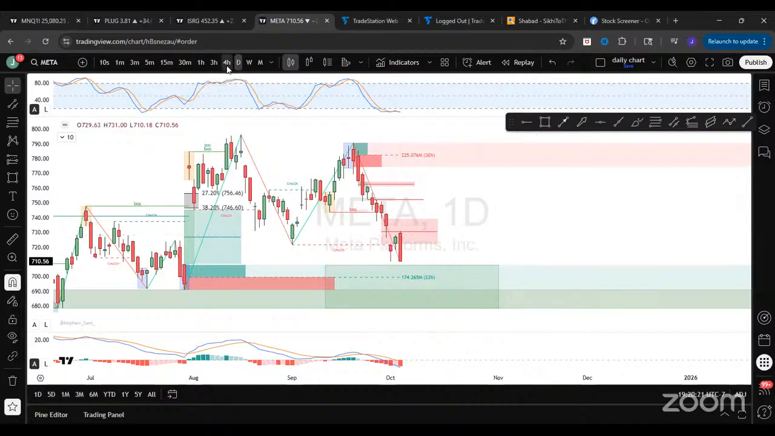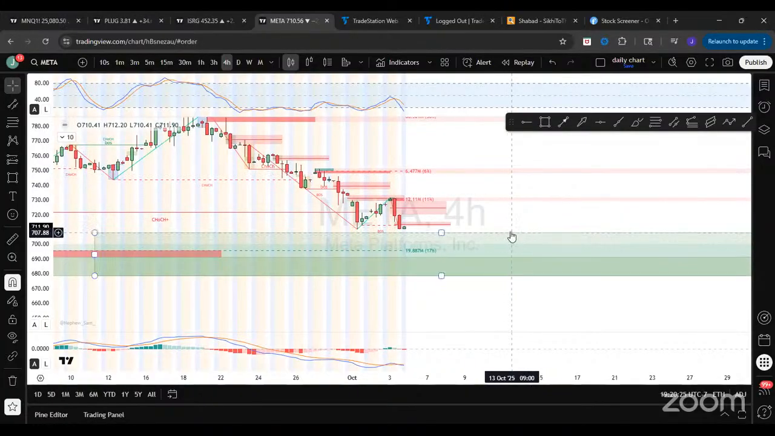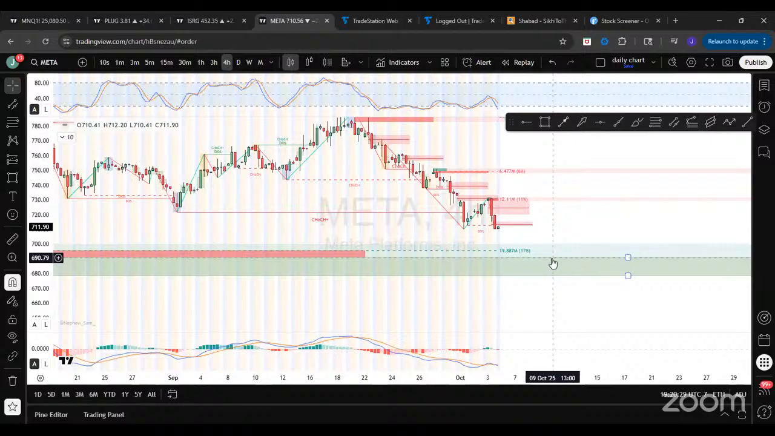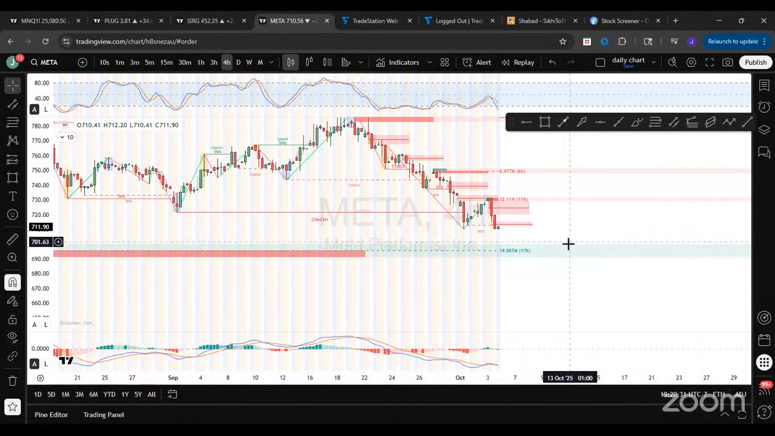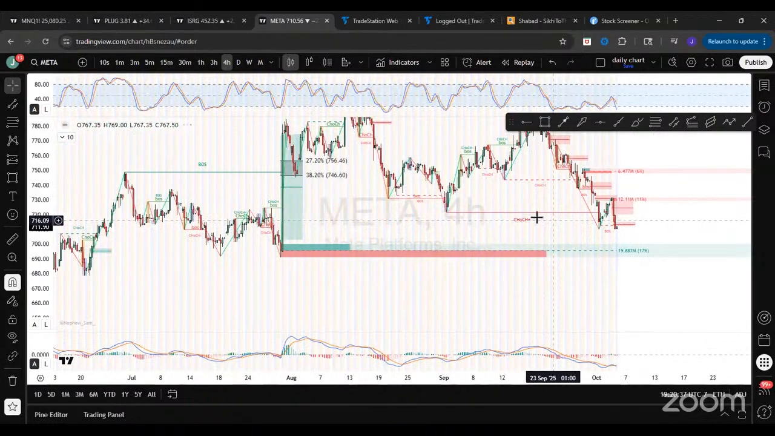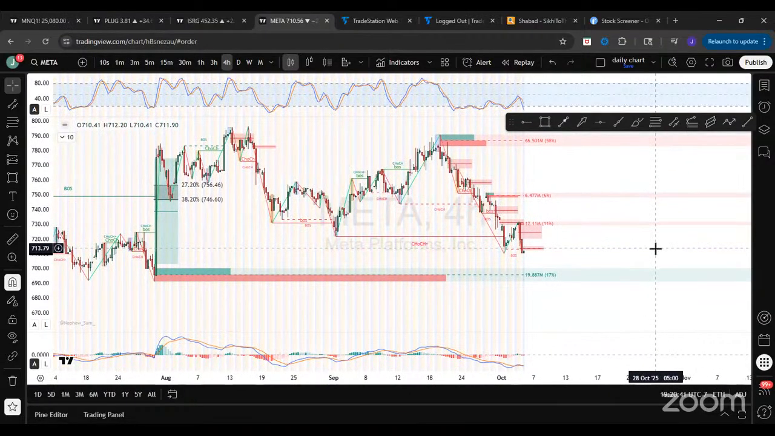Where are we looking in 4 hours? Yeah, same thing. There's the order block right there. Yeah, 700, 692. It's also reaching the oversold zone.